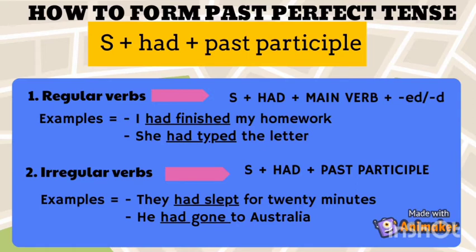What about irregular verbs? For irregular verbs, the pattern is subject plus had plus past participle. Here, the past participle has a unique past participle form. So it is advisable that you study the most commonly used irregular verbs. For example, they had slept for 20 minutes. He had gone to Australia.